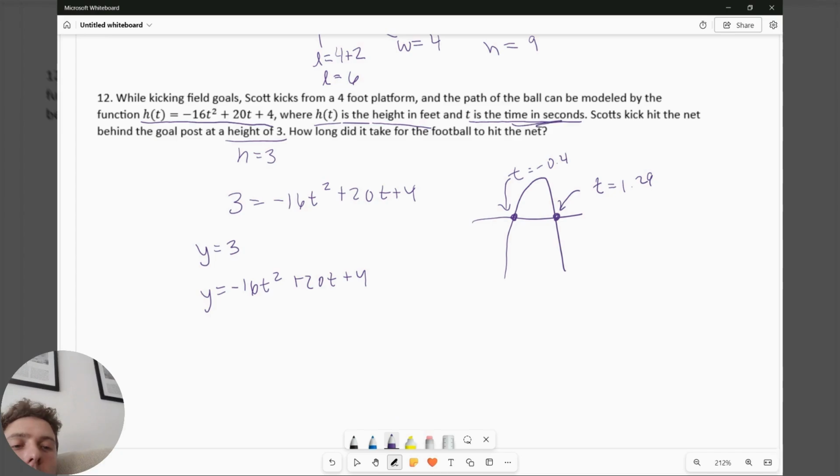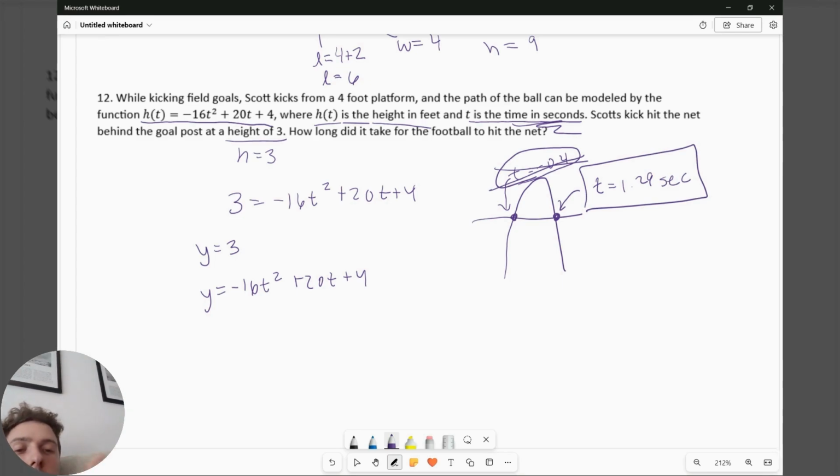Remember, t is in terms of seconds though, so what I'm noticing is this left one is a negative seconds, so that would not work. So we know that our answer then would be this one. It takes about 1.29 seconds for the ball to hit the post.